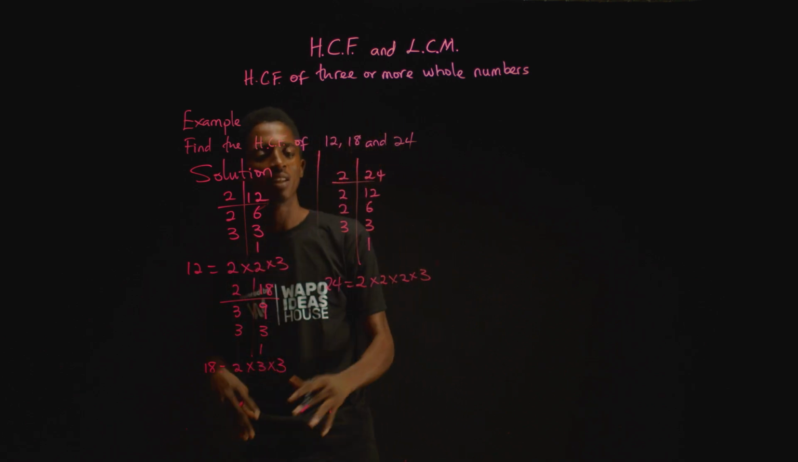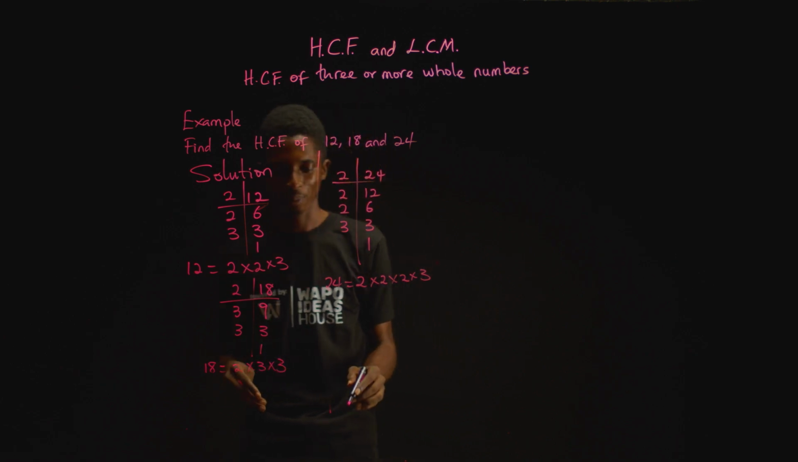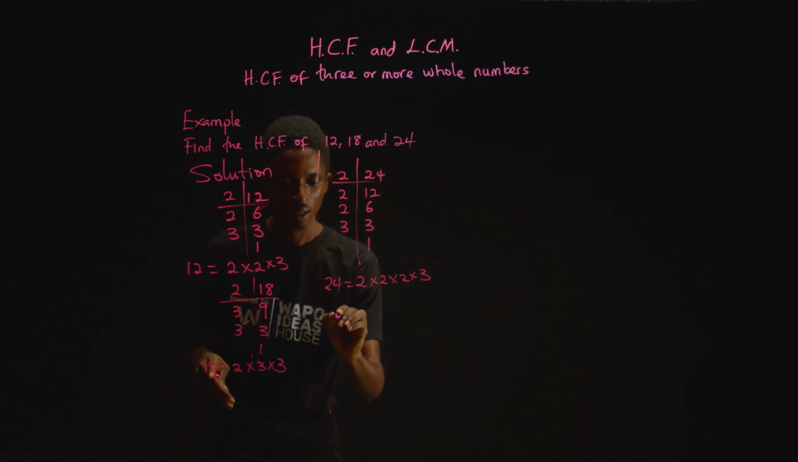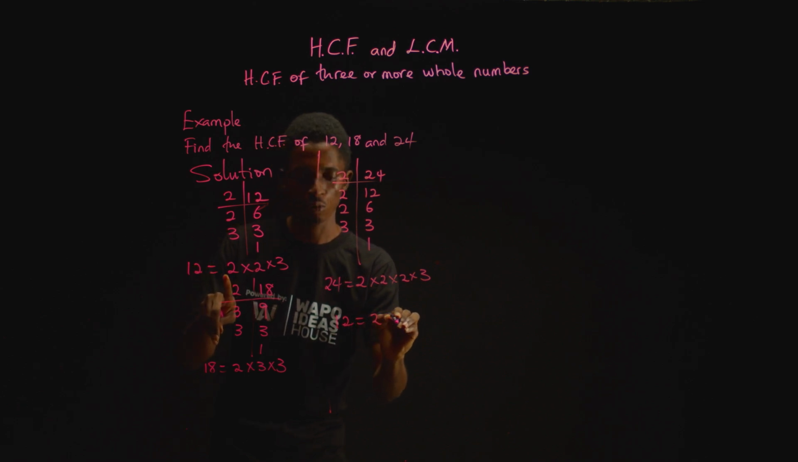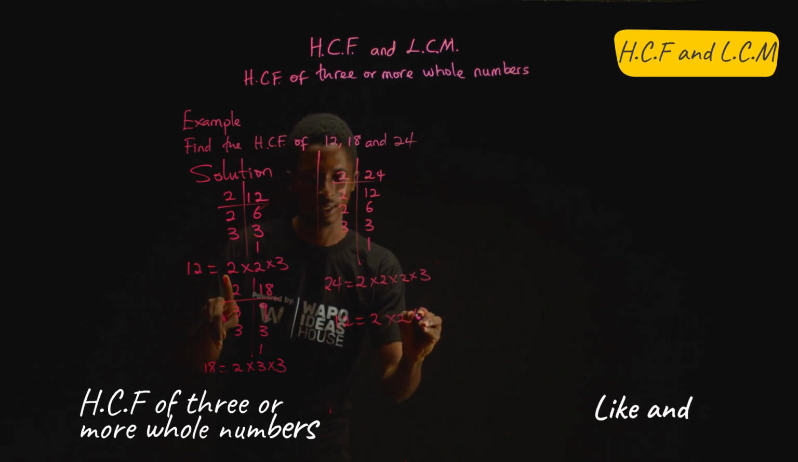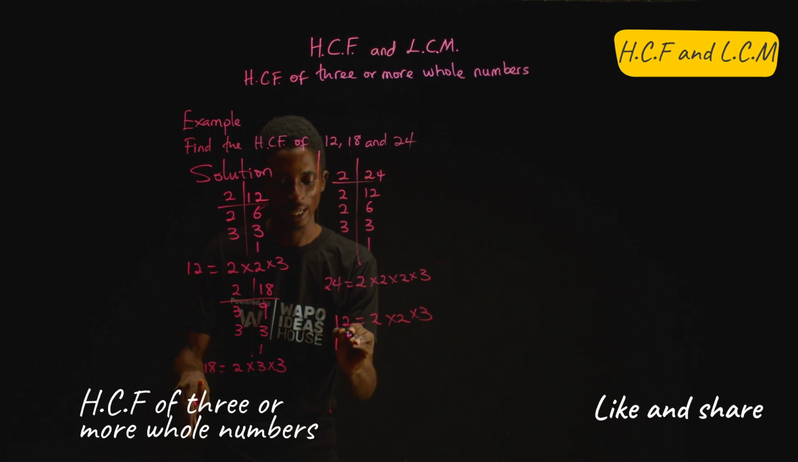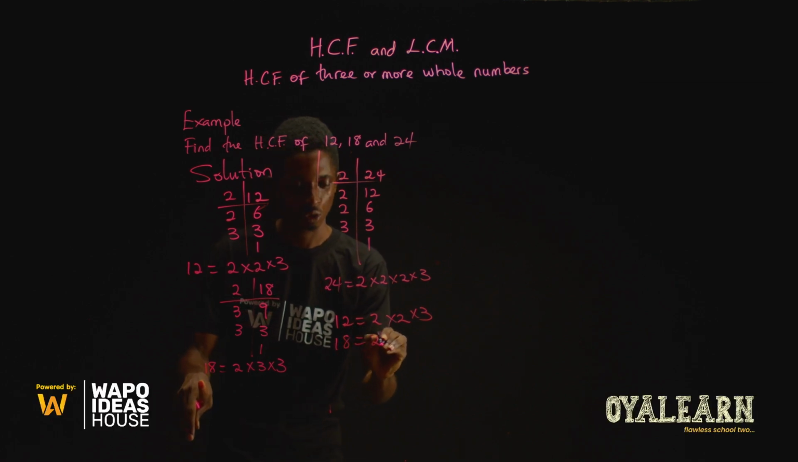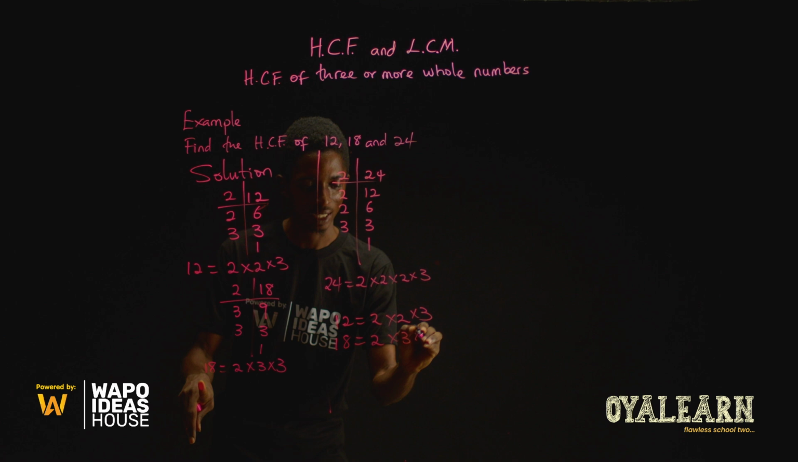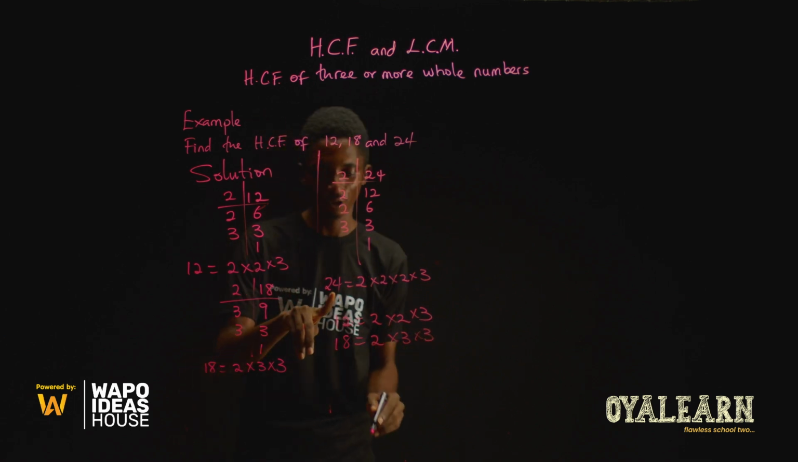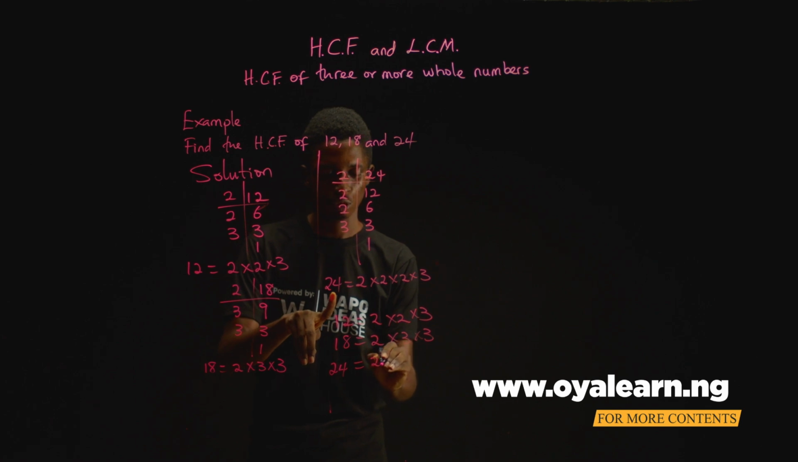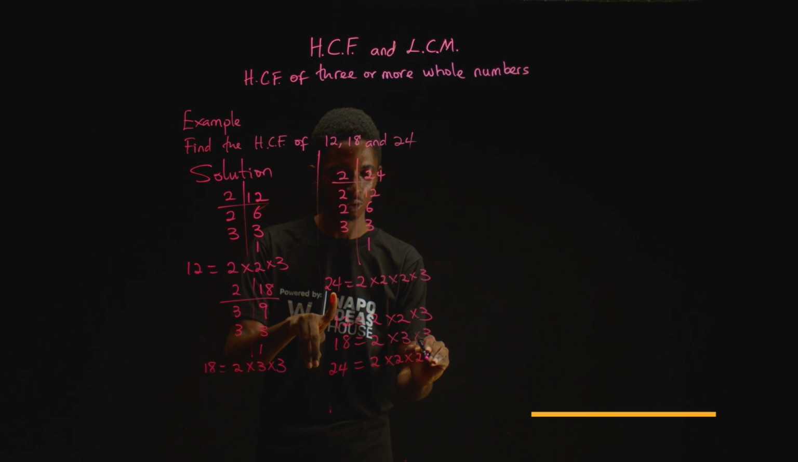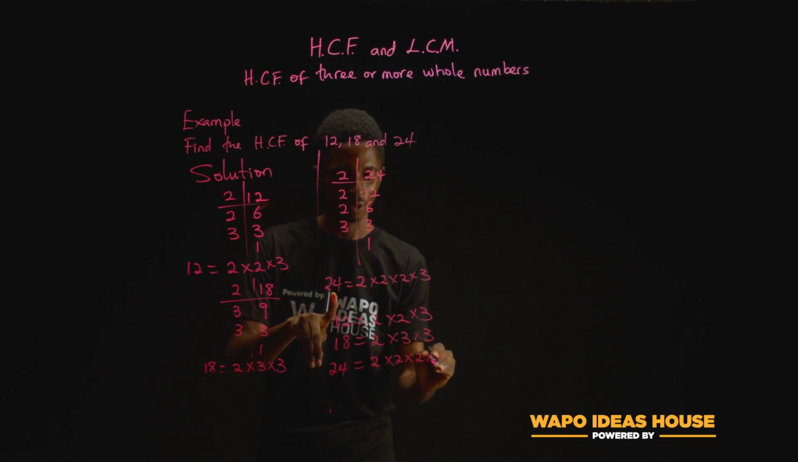Now let's put the 3 of them side by side and then compare. That is, for 12 we had 2 times 2 times 3. For 18 we had 2 times 3 times 3. And then for 24 we had 2 times 2 times 2 times 3.